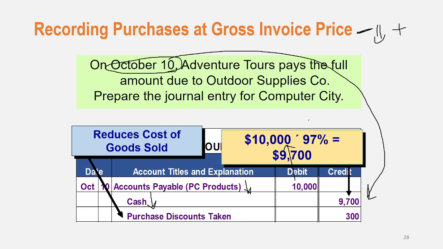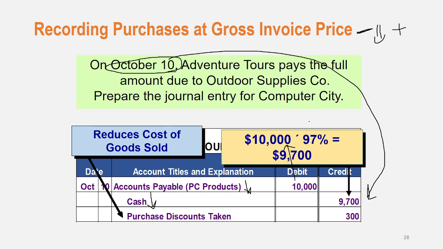And we know that in this case, the total amount of discount is 3%, equal 9,700. So the cash account represents the cash Adventure Tours is using to make the payment to Outdoor Supplies Corporation, and we debit the cash account to decrease the balance by 9,700. This reflects the cash outflow from Adventure Tours to pay for the PC products.